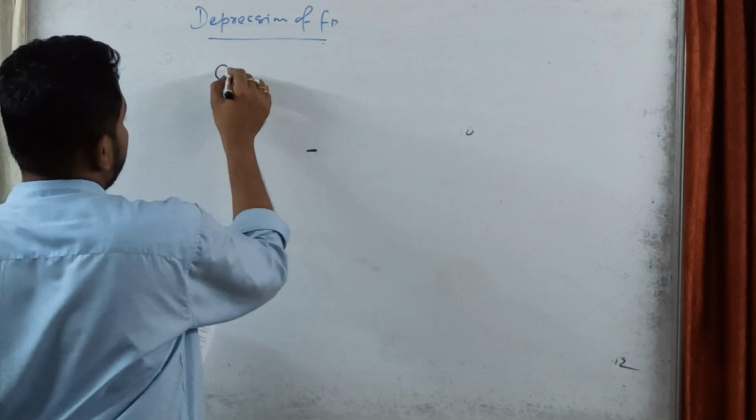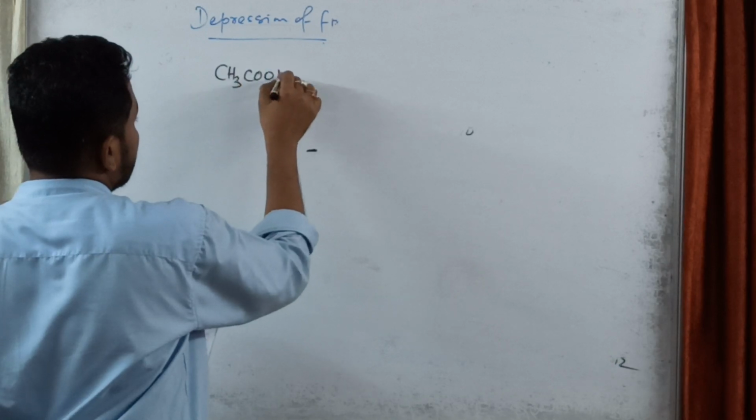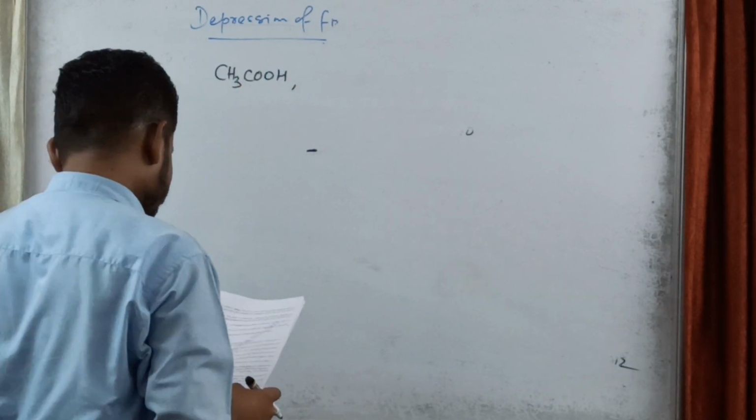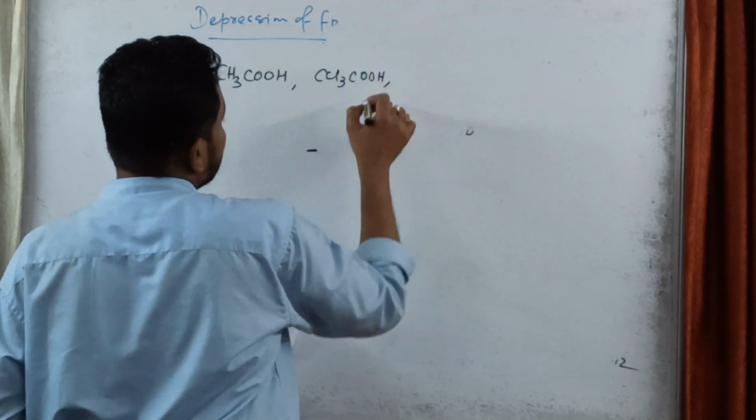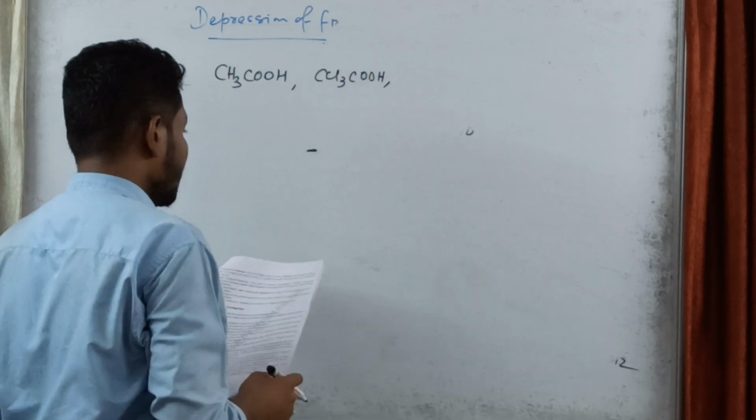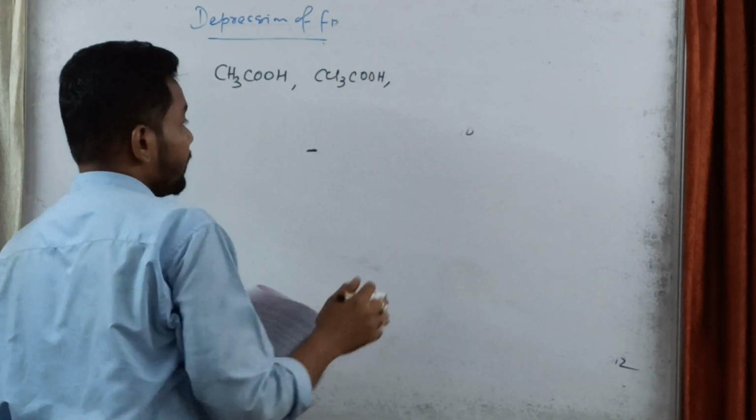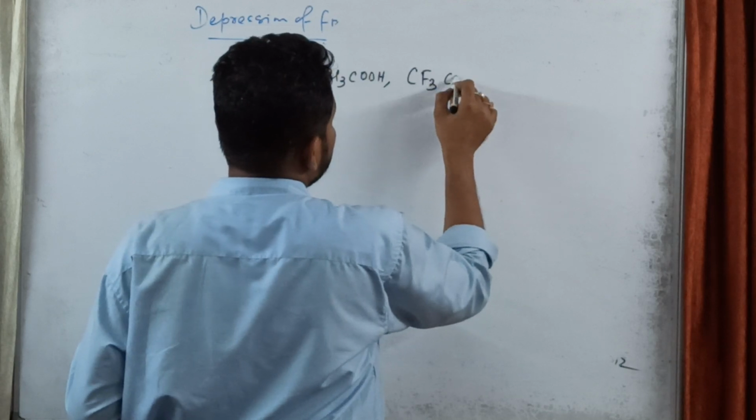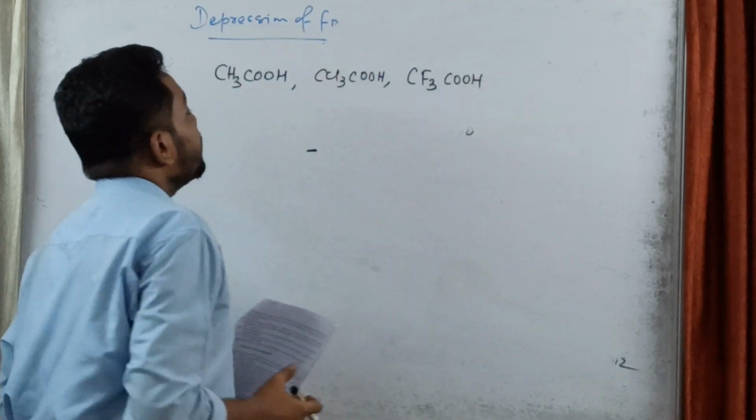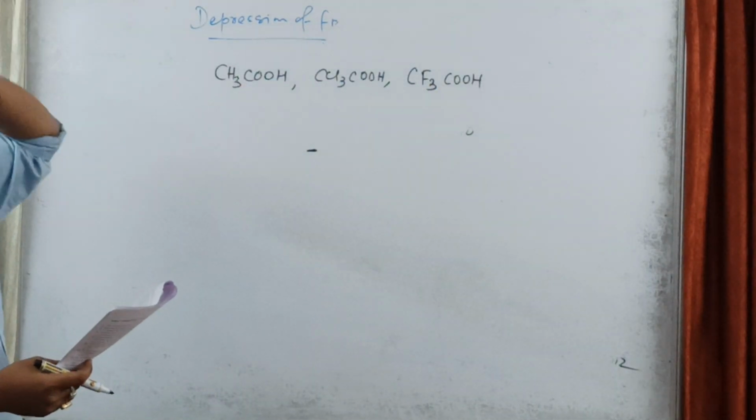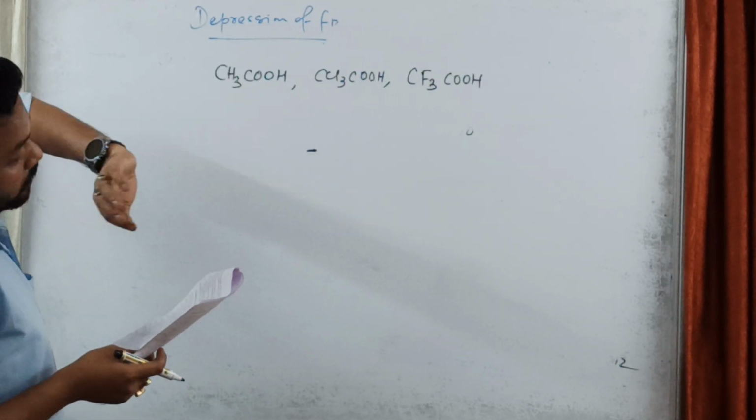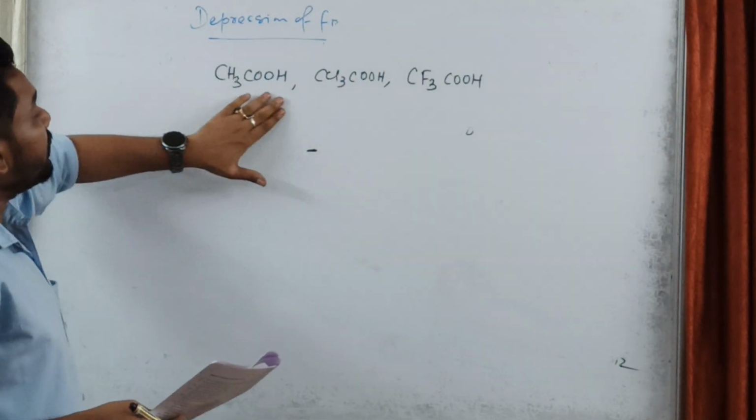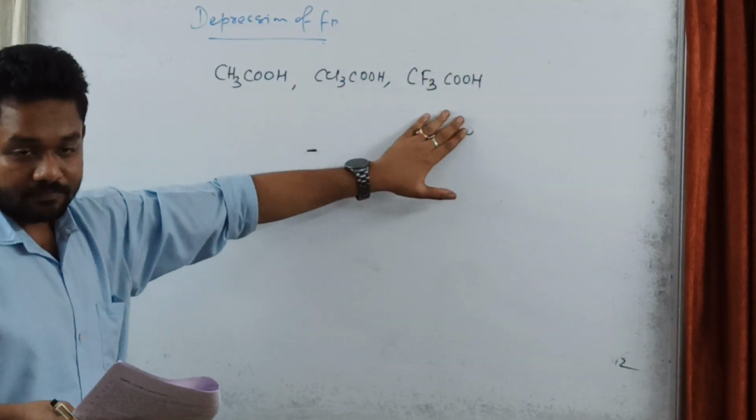Acetic acid formula is CH3COOH. Trichloroacetic acid is CCl3COOH. And trifluoroacetic acid is CF3COOH. This is the increasing order written of what? Depression of freezing point increases in the order given above. What is the reason why the depression of freezing point increases in this order?